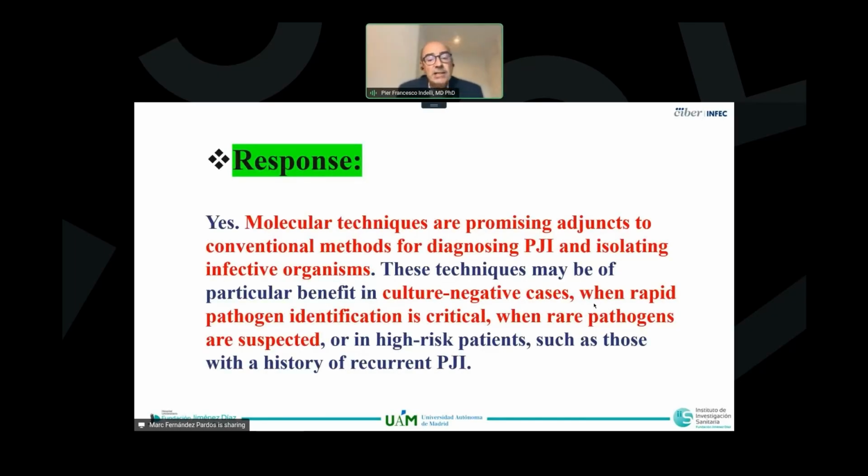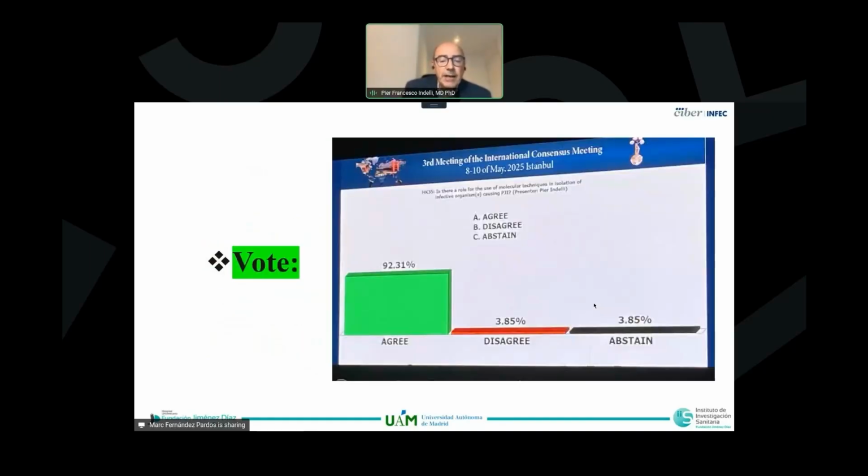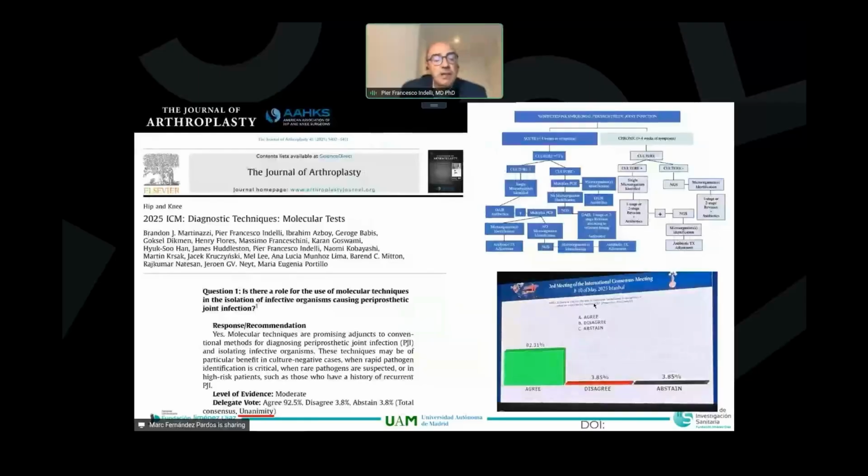Molecular techniques are promising adjuncts to conventional methods for diagnosing PJI and isolating the microorganism. These techniques are very beneficial in culture negative cases, when rapid pathogen identification is critical, and when rare pathogens are suspected. And when we came down to voting, we had almost unanimity. 92% of delegates approved this recommendation. And this recommendation has been recently published in the Journal of Arthroplasty, so I recommend you download this article.